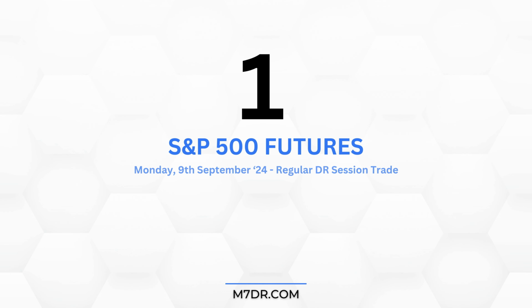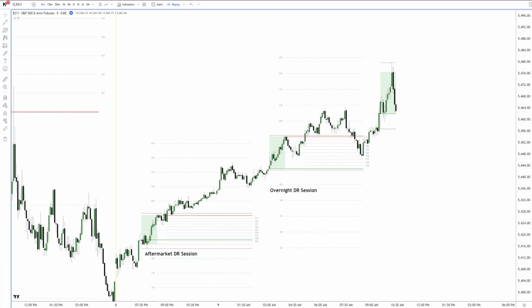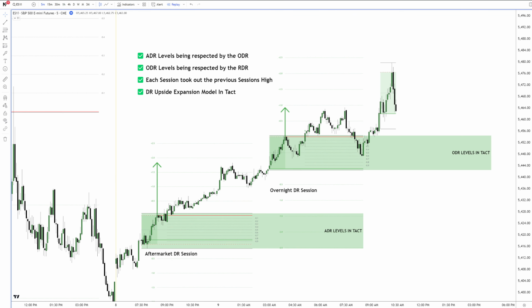And we're coming to number 1, S&P 500 futures market, Monday regular DR session trade. First, let's take a look at the bigger picture. We can see that all 3 DR sessions have formed and each one respected the previous DR session levels while taking out their respective highs. This is a textbook example of a DR upside expansion model formation.